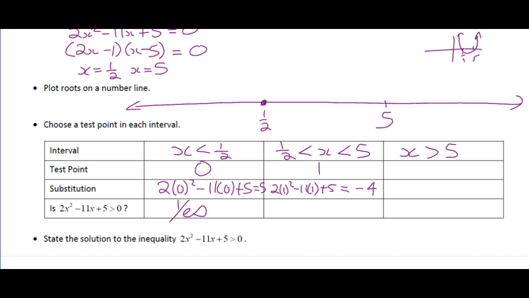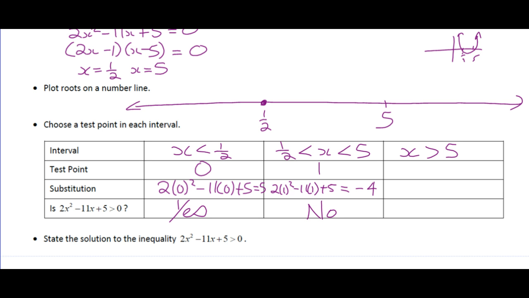Okay. Now whether you chose 2 or 3 or 4.716, just as long as that number was between 1/2 and 5, it's always going to, so the question is 2x squared minus 11x plus 5 greater than 0? No. So any value you choose in this interval, and again, that's what the graph shows, right? Any value in here will be negative.